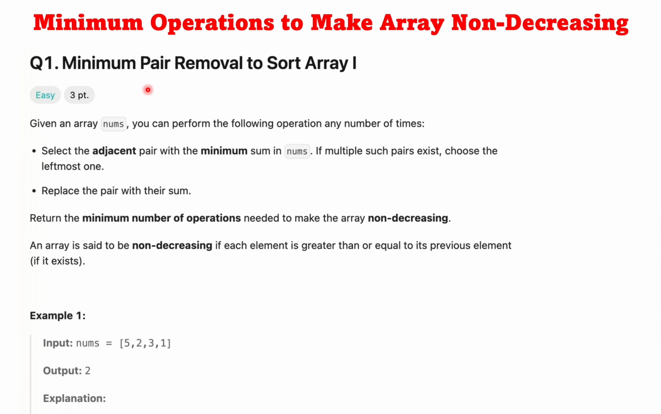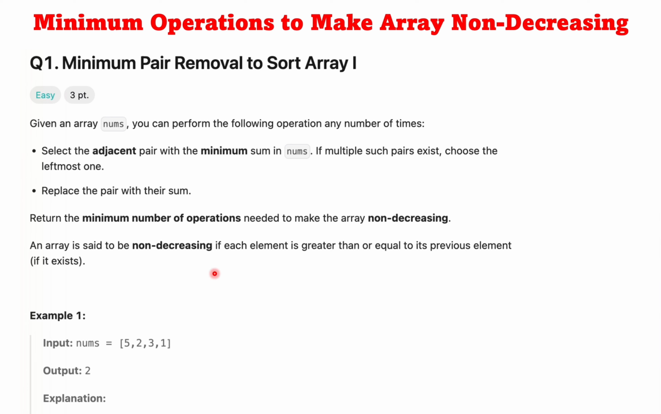In today's challenge, you are given an array, and you can repeatedly pick the adjacent pair with the minimum sum and replace them with their sum. Your goal is to perform the fewest number of these operations until the array becomes non-decreasing. Pause this video and try to understand what I am trying to say here.